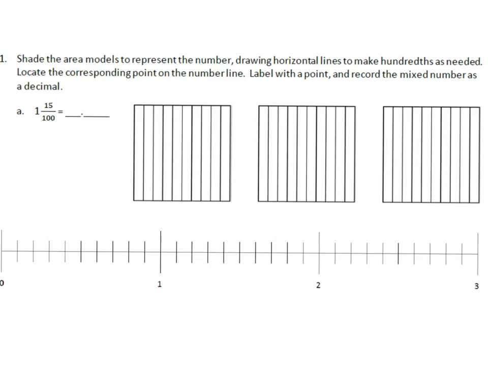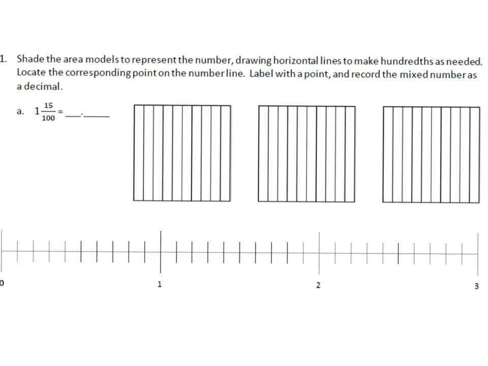Let's look at number 1 on the problem set. It says, shade the area models to represent the number, drawing horizontal lines to make hundredths as needed. Locate the corresponding point on the number line. Label with a point and record the mixed number as a decimal.